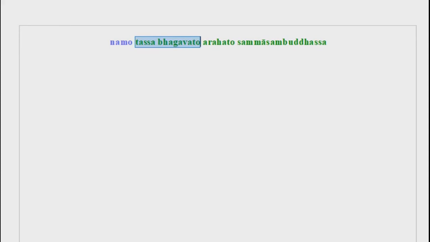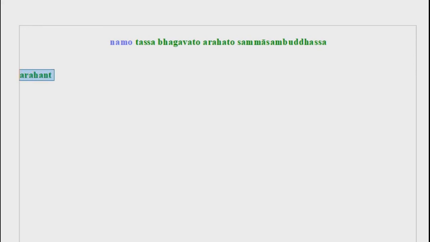So to that blessed one, arahato. Now I think I left that untranslated. This is kind of a technical term. An arahant is someone who has achieved nibbana in this life. But we could also try to find a way to translate it along those lines, to the one who has achieved nibbana. And this one you can find under arahant.